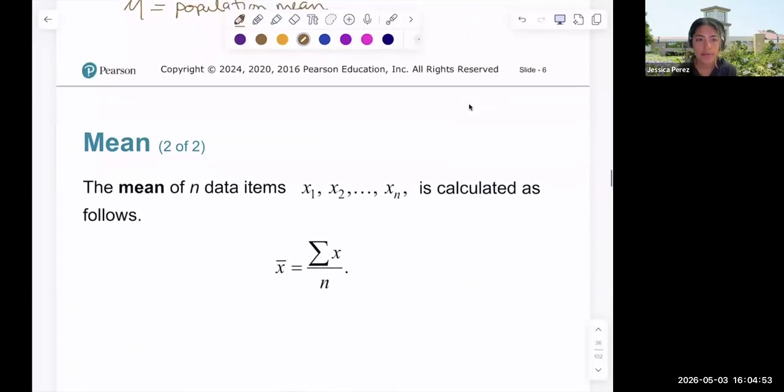So the formula for finding the mean: let's say you have x1, x2, different data. The way that you would find the mean of the data is you're going to add all of the values divided by how many numbers you were given initially. So x bar, the sample mean, is the sum of x divided by n.